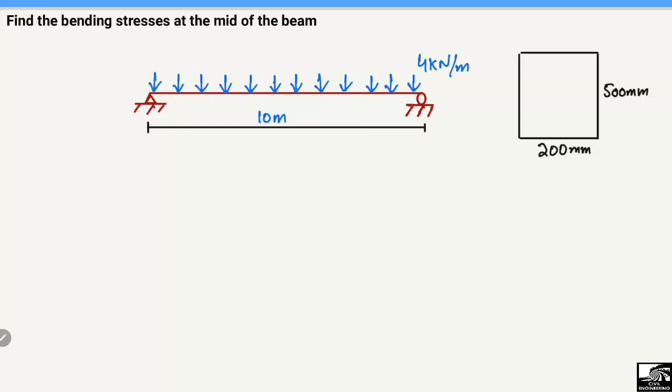In today's lecture, we are going to discuss the bending or the flexural stresses in the beam.